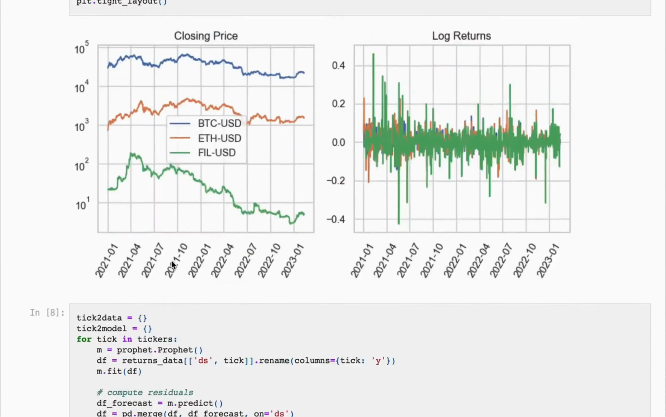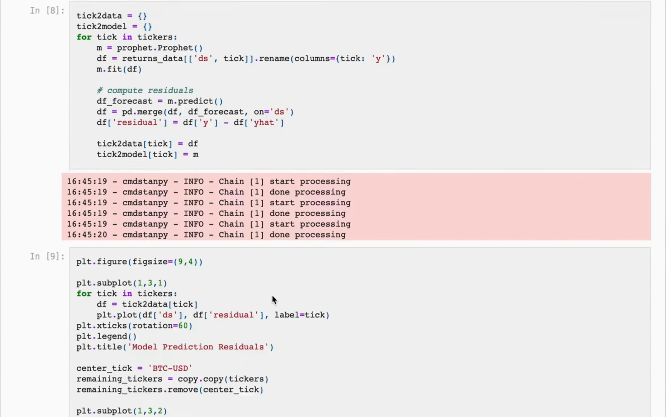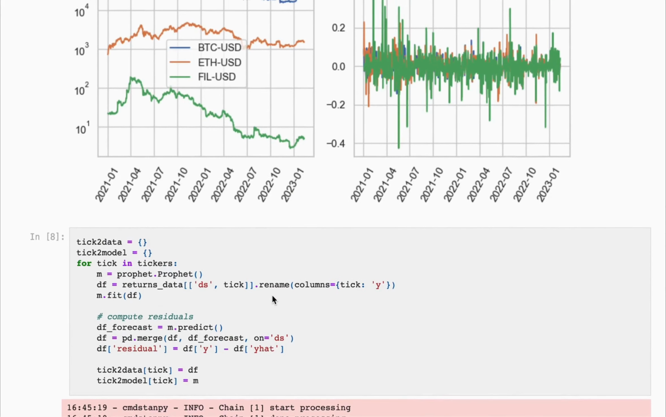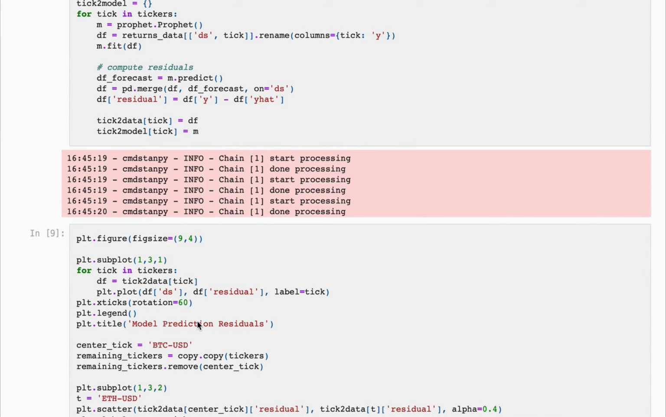And now what we're saying with this Vine copula model is, okay, what we know to be true, or what the assumption of this model is, is that in fact they are not independent. In fact, there is some dependence between them. And that's what this Vine copula is modeling. And so to capture that dependence, what we do is we look at the residuals of the forecasts and then we basically model the joint distribution of those residuals.